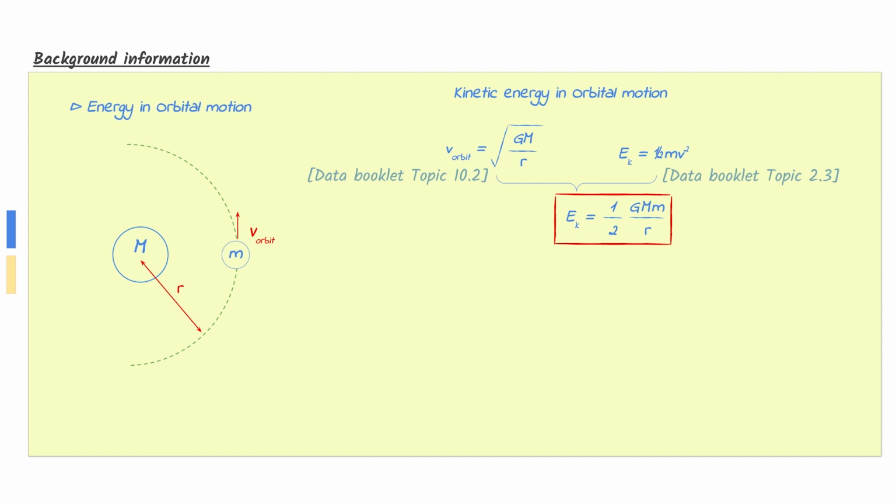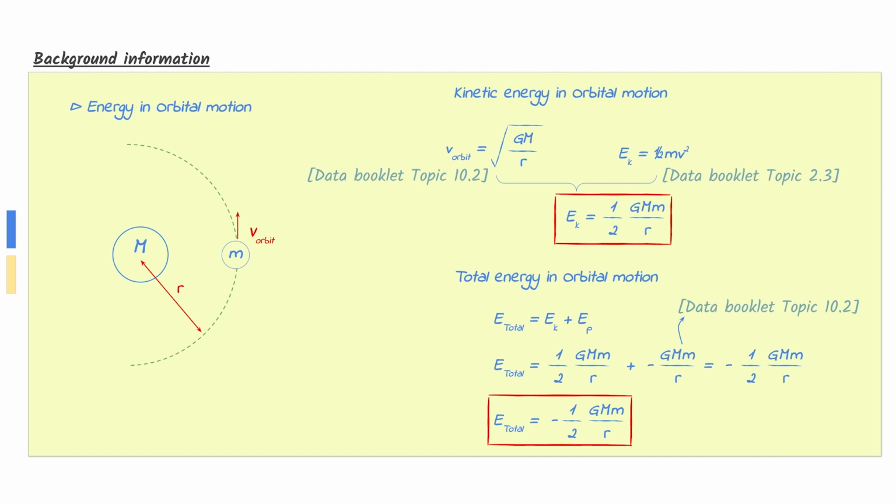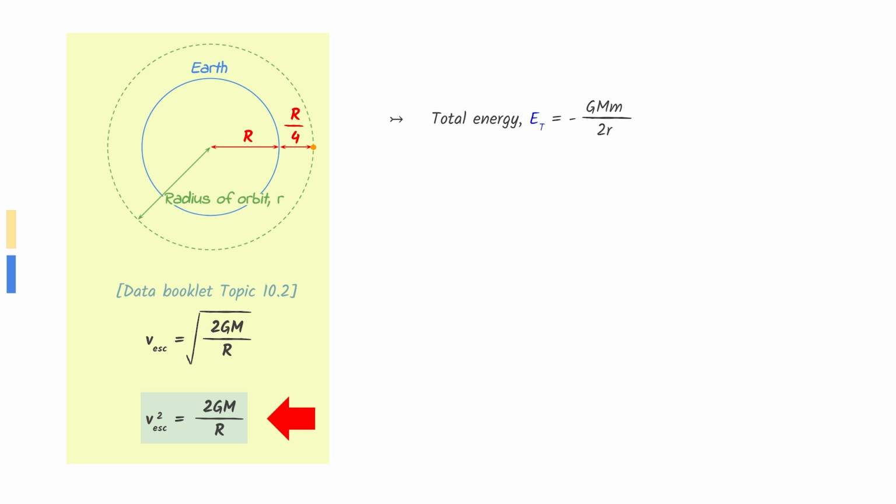The kinetic energy of a mass in orbital motion can be found by combining the equation for orbital speed and the general kinetic energy equation. The total energy of a mass in orbital motion can be found by adding kinetic energy with potential energy. These two equations are not in the data booklet, so be sure to memorize them or at least know how to find them. Before calculating the total energy, take note that the equation for escape velocity has been rearranged to make v squared. The radius of orbit is 5 over 4r.